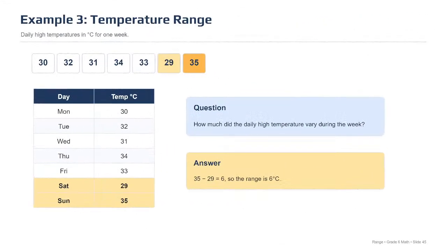Example 3, temperature change. Daily high temperatures in Celsius for 1 week: 30, 32, 31, 34, 33, 29, 35. Maximum is 35, minimum is 29. Saturday was 29, Sunday was 35. Question: how much did the daily high temperature vary during the week? The answer is 35 minus 29, which equals 6. So the range is 6 degrees Celsius.